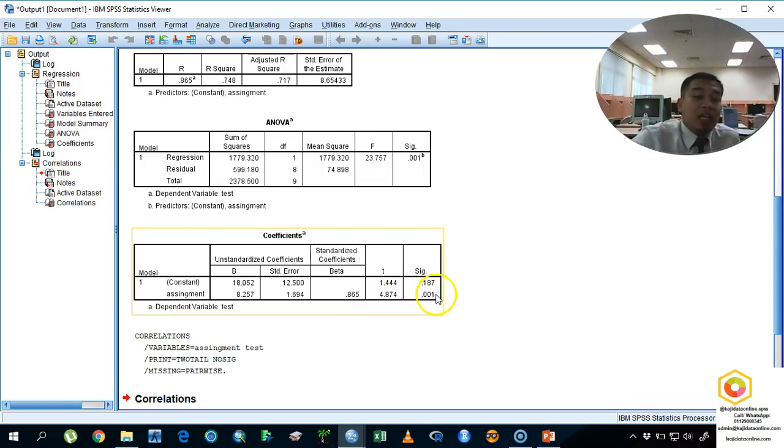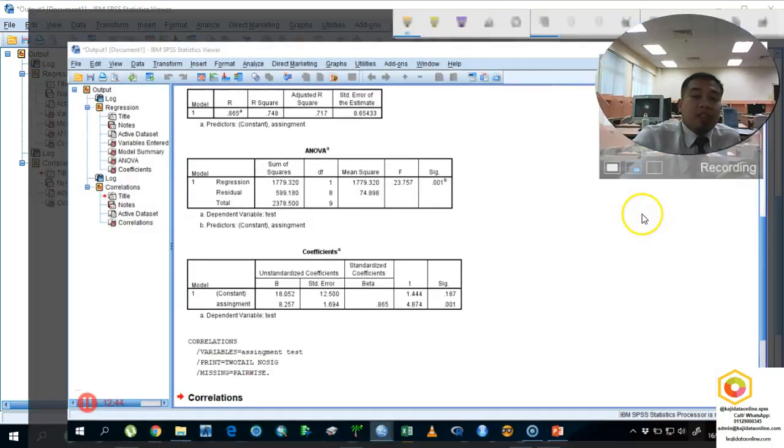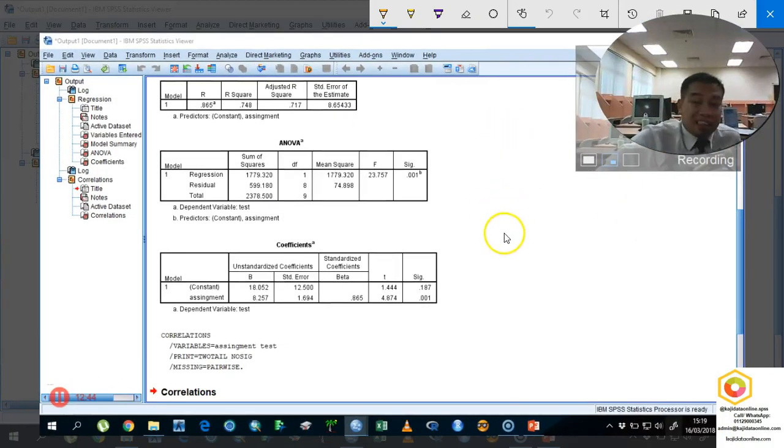So based on this data, we can see this one is less than alpha, right? So if it is less than alpha, that means it's one of the good predictors. It will predict your Y. It's a significant predictor. So if you see here, we got constant, we got assignment. This one is your X.